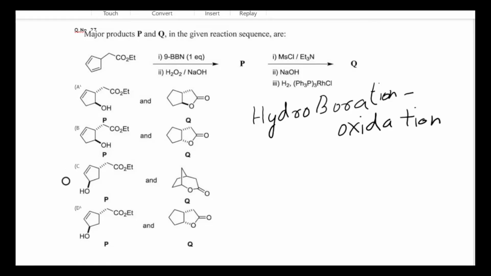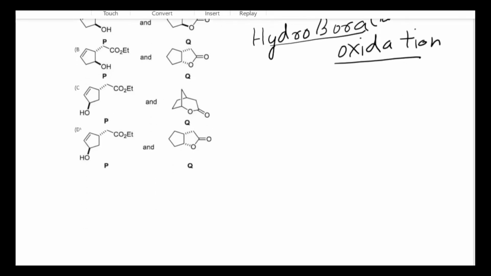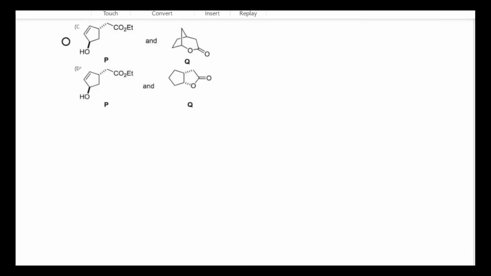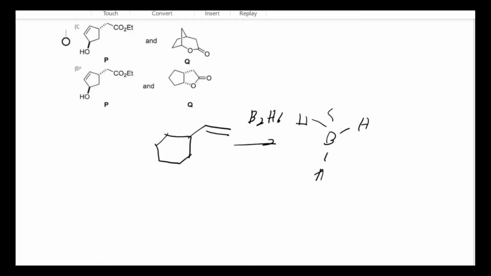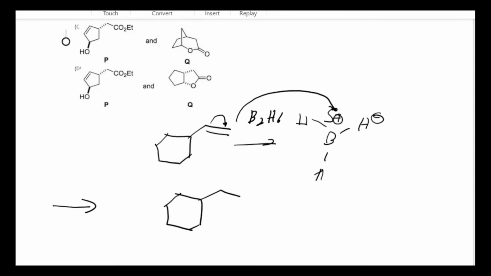Before going directly to this 9-BBN, I'll give you what actually hydroboration and oxidation is. Take any simple alkene and B2H6, that is boron, or you can just write it as BH3 because it exists as a dimer. There will be a partially positive charge on boron and a negative charge on hydrogen. So here it will be BH2 and H. So this is the hydroborated product.